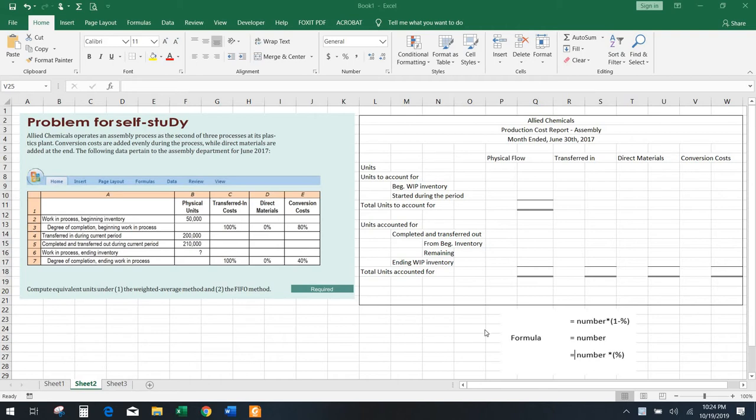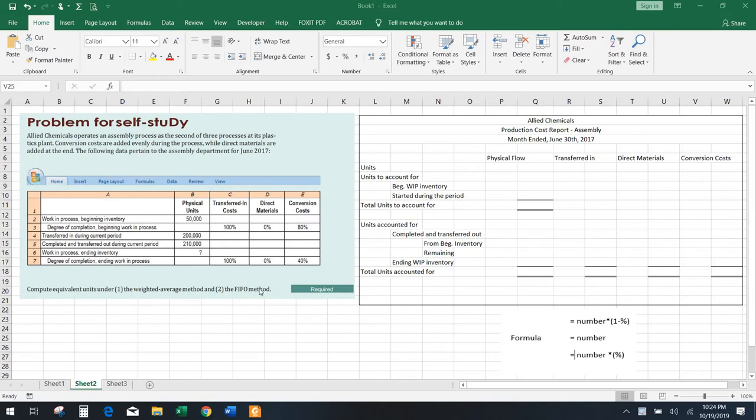Alright guys, I'm going to solve one of these problems for self-study. It came from the back of chapter 17. I like these problems because they show you the solution, so it's a good way to check. And this is a compare and contrast between the weighted average method and the FIFO method.